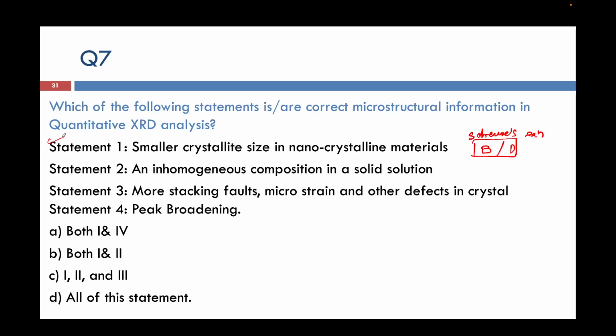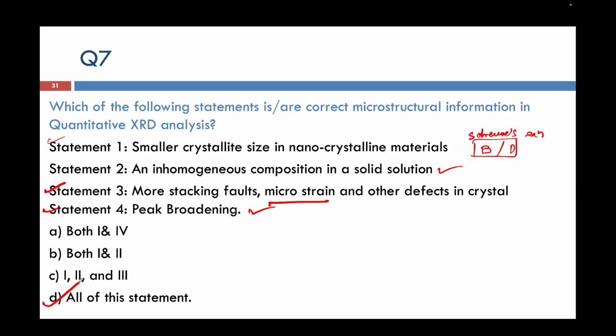Inhomogeneous composition of a solid solution: if we have a different composition, then also we will get this information. How? By direct standard method, by how much volume fraction is present in that material, we will be getting this statement as well. More stacking faults, microstrain, other defects of the material will certainly incorporate broadening in our peak, and finally peak broadening. So all 4 are correct, so the answer will be all of these statements.